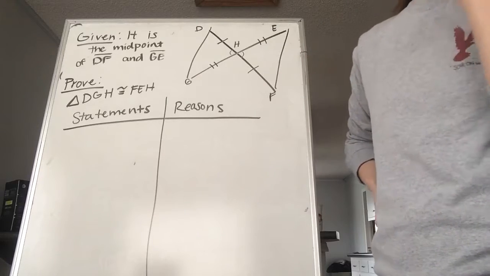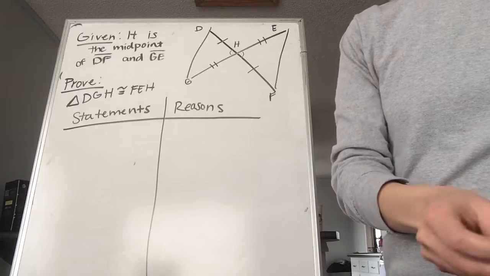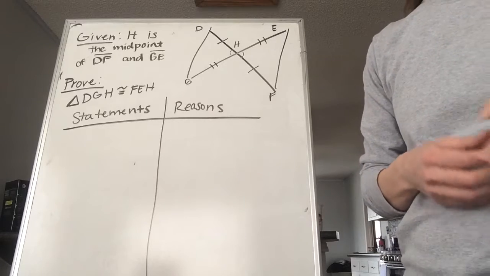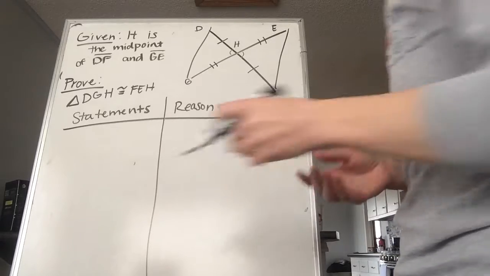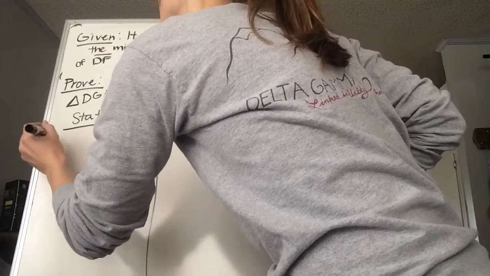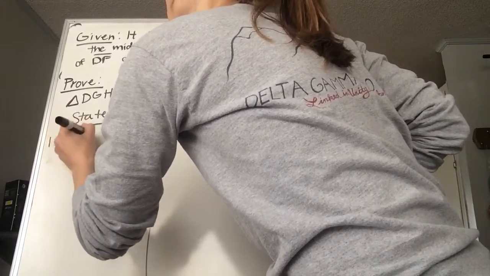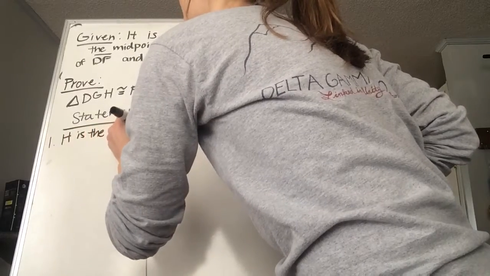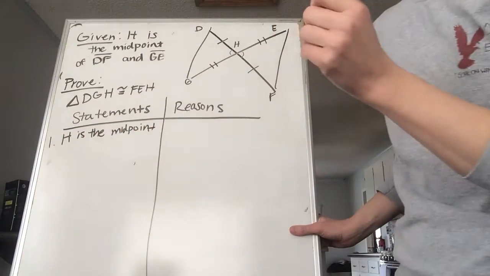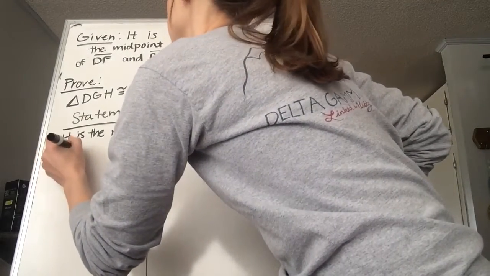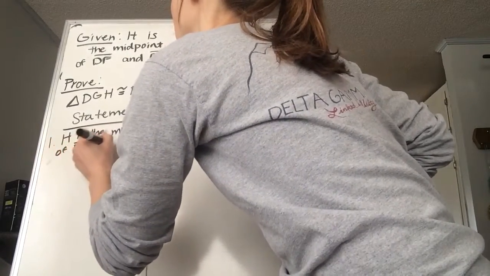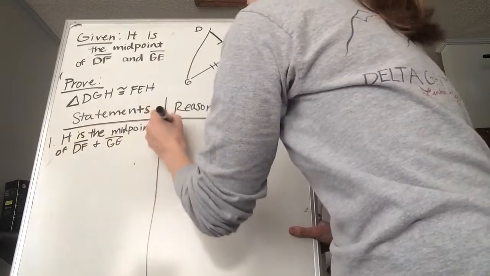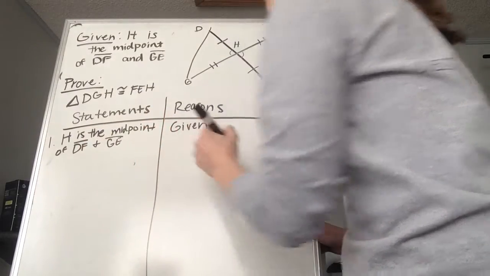Okay, so let's start with our first given. H is the midpoint of DF and GE. So like I said, we have to submit it to evidence. You can't just say, well, it's up there. You have to write it down here. Present it to the jury. So H is the midpoint of DF and GE. And the reason is that is given.